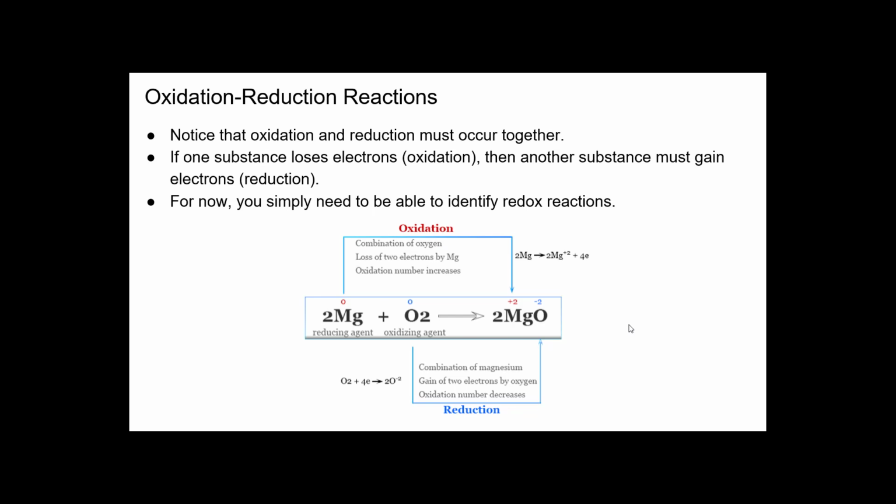Notice that oxidation and reduction have to occur together. That means one will be reduced, one will be oxidized. If one substance loses electrons, those electrons have to go somewhere. They will be gained, which is a reduction, by the other substance. Sometimes you have a whole compound of different substances, and you have to figure out which one it is. For now, you will simply need to be able to identify redox reactions. I'm not going to test you on this. If anything, it might be definitions. And that's pretty much it.